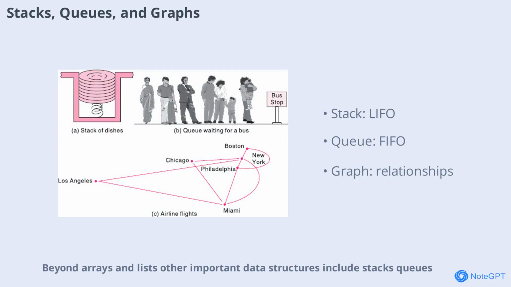Beyond arrays and lists, other important data structures include stacks, queues, and graphs. A stack is a last-in, first-out, LIFO, structure, like a stack of plates: add and remove from the top. A queue is first-in, first-out, FIFO, like people waiting in line. Graphs represent relationships between pairs of elements, such as cities connected by airline routes. Each of these structures serves specific purposes in computing, from managing program execution to modeling networks and workflows.